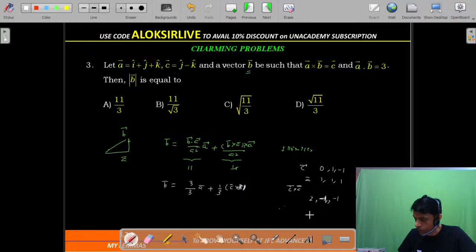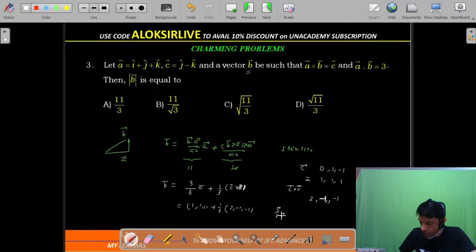B is this one. So I get A, and A is 1, 1, 1. So I get 1, 1, 1 plus 1/3 of 2, -1, -1. Just check this work first, that we are getting 2 by 3. So you will get here 5/3, 5/3. Then you are getting 2/3, and then you are getting 2/3. So this is the vector B.